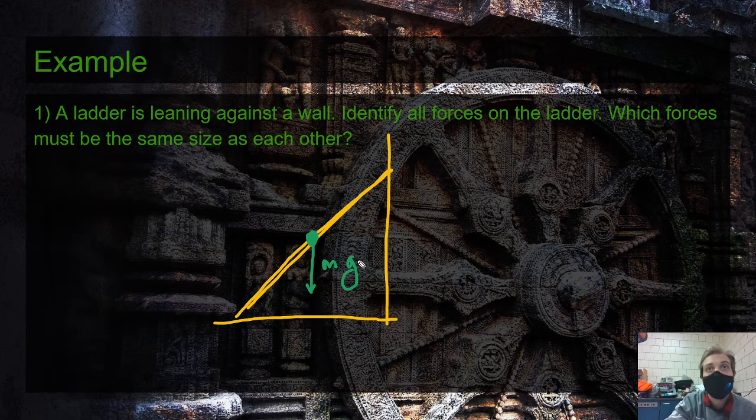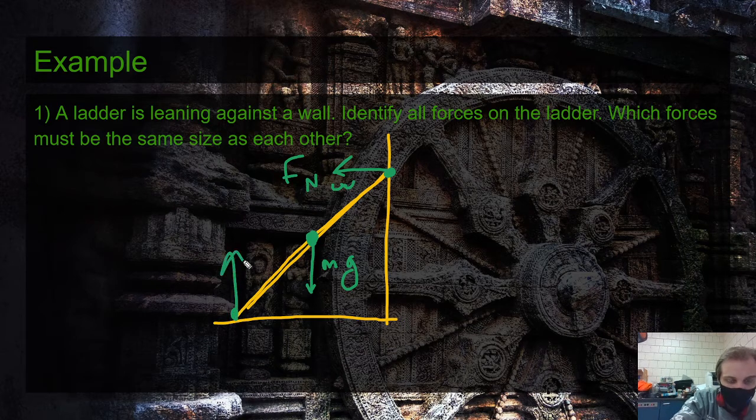Normal, absolutely. Normal is anytime that things are trying to go through each other, you need a normal force. So which things are trying to go through each other? The wall on the ladder, yep. So the wall is going to put a normal force on the ladder. So I'm going to label that as the normal force from the wall. And then the floor, or the ground, absolutely. So I'm going to do normal force from the floor.